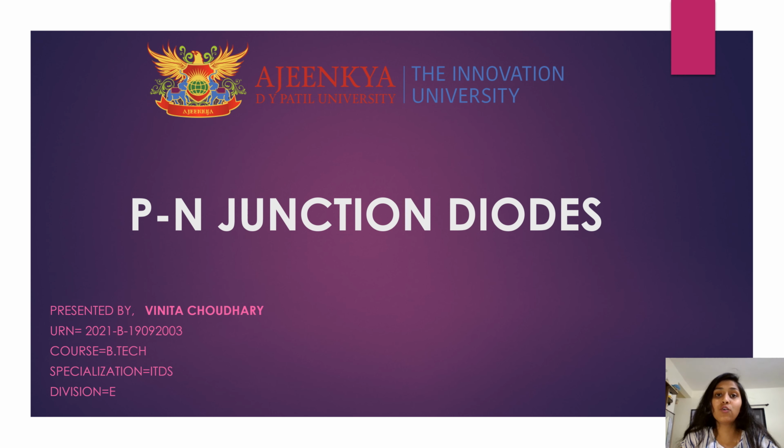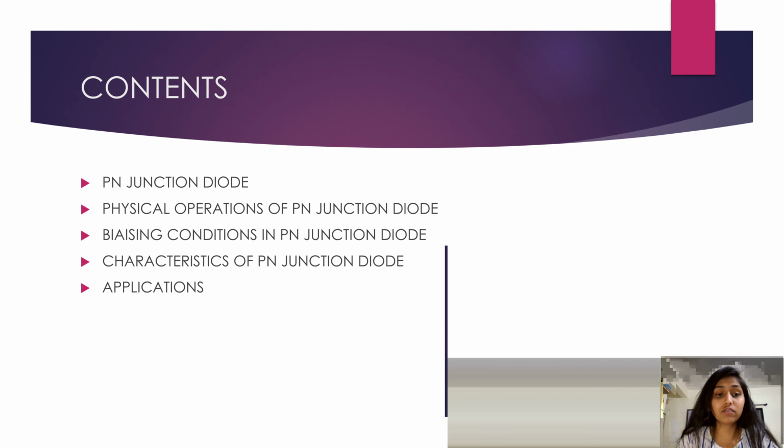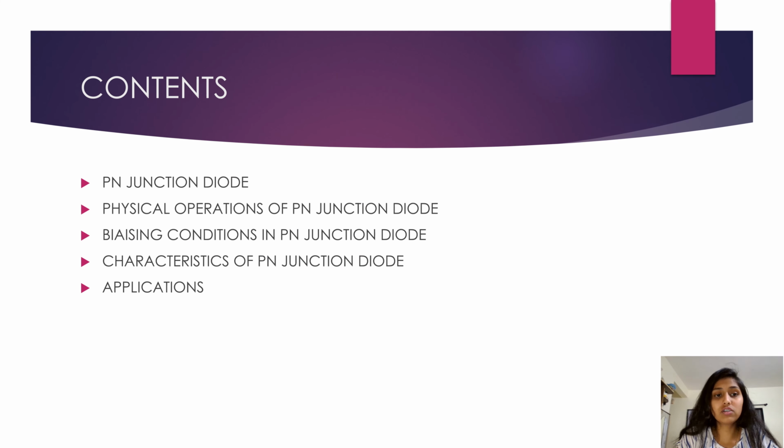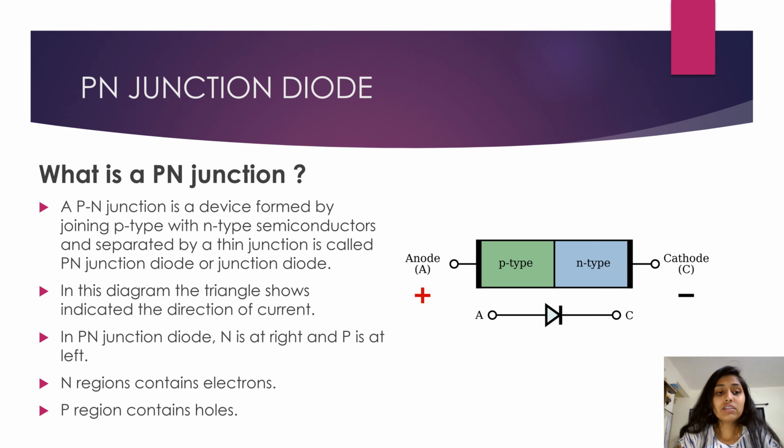For assessment 4 of BEEE, I have chosen the topic of PN junction diode. In this topic, I have covered the following points. The first one is PN junction diode. The second one is physical operations of a PN junction diode. After these, biasing conditions in PN junction diode, characteristics of a PN junction diode, and the last one is application of the diode. Okay, so let me see what is a PN junction diode.